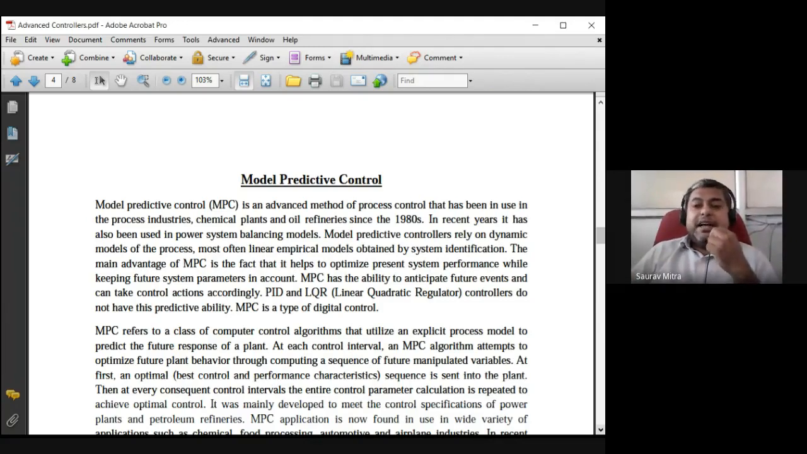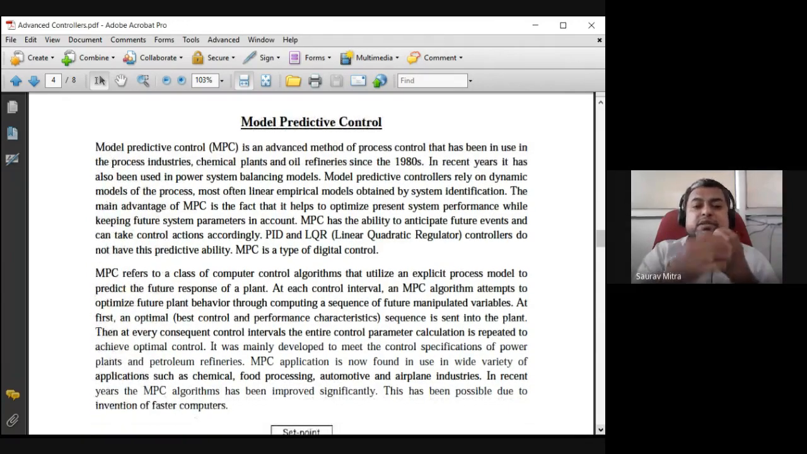Okay. Then after adaptive control, we are going to another type of controller used in modern control theory. I don't think I'll be able to cover it fully, but at least let us have the initial understanding. This is called MPC, or model predictive control. The book is there, I'll send it to you. It's an advanced method of process control that has been in use in the process industries, chemical plants, since the 1980s. In recent times, it has also been used in power system balancing.